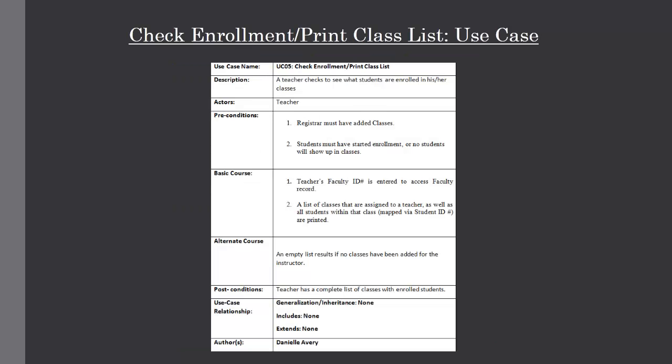UC05 begins with classes added by the student, leading to checking the enrollment and printing the class list, in order for the teacher to be able to pull up his or her classes so that they may be printed out. If the teacher is registered for classes, the class schedule will pop up and it will then be printed. Or no classes will show up.